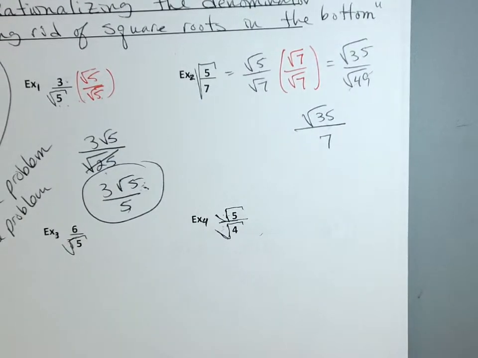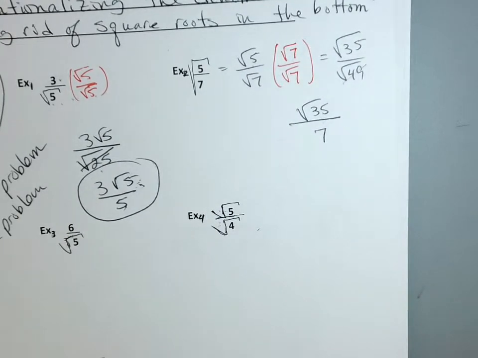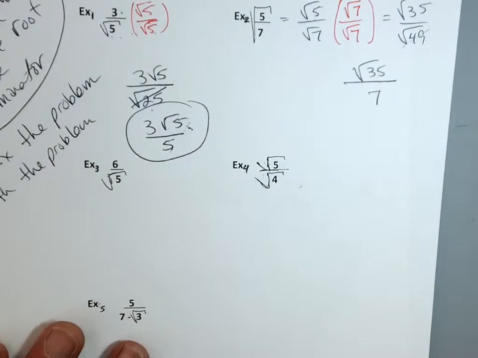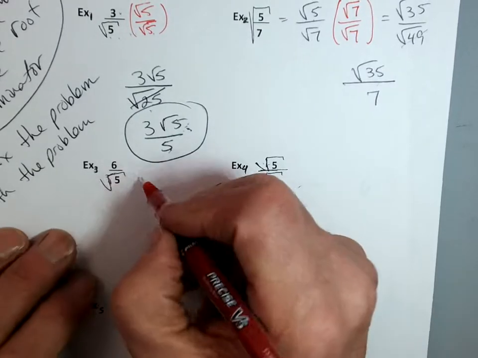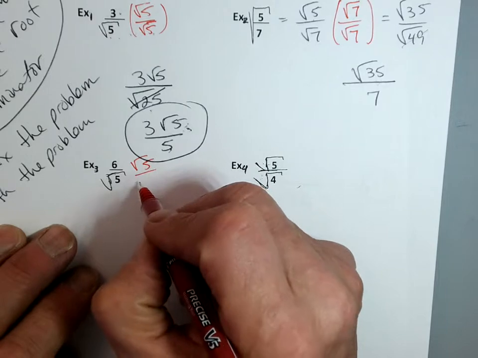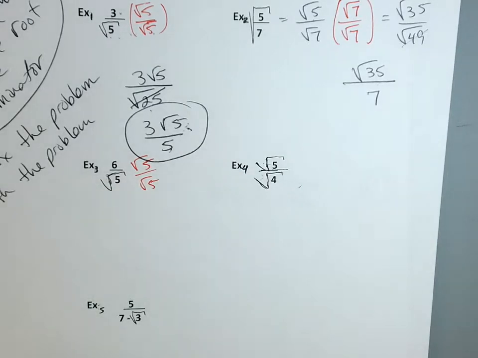Same thing. What am I going to do? Fix the problem with the problem. Great. And what's our problem in example 3? Make it quick. Square root of 5. So let's go ahead and multiply by the square root of 5 over the square root of 5, right?